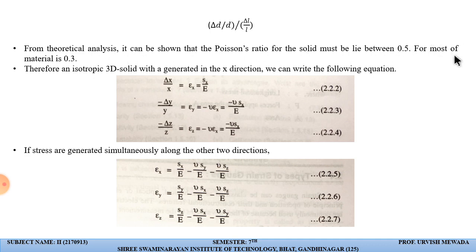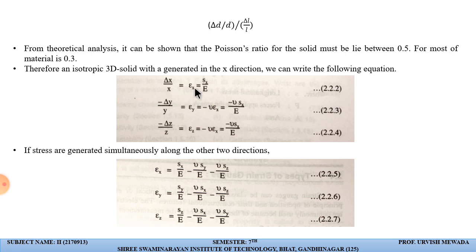Therefore, for the isotropic 3D solid, the material having dimensions in all the planes x, y and z, that is why it is called an isotropic 3D solid material. The strain generated in the x direction, we can write the following equation: suppose the x direction, the change in the length or dimension in the x direction to the original dimension in the x direction.